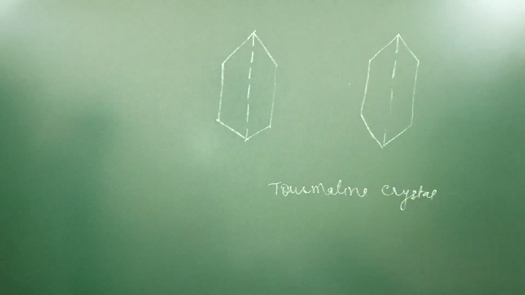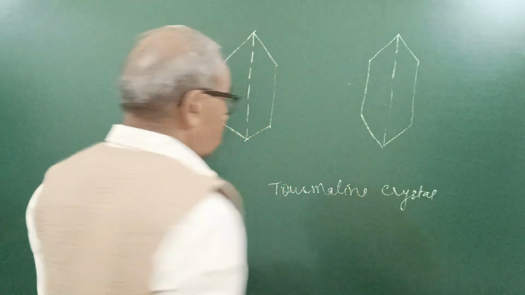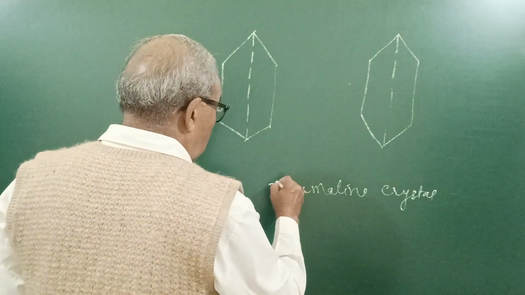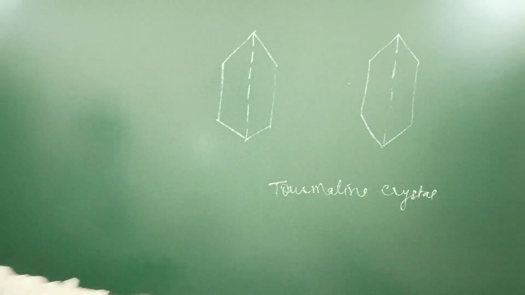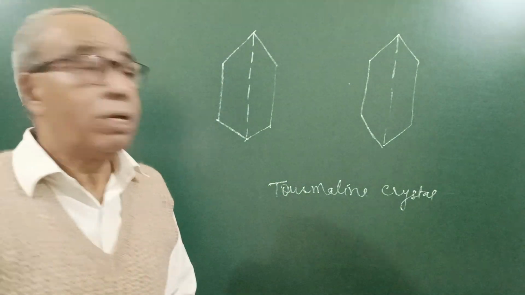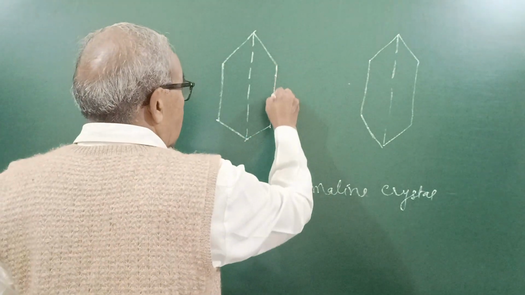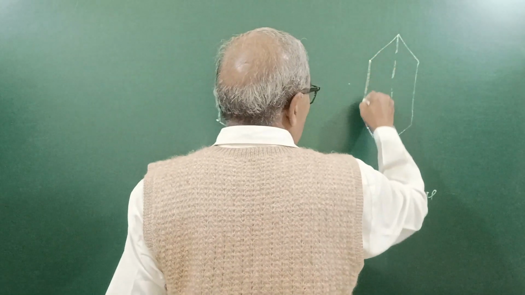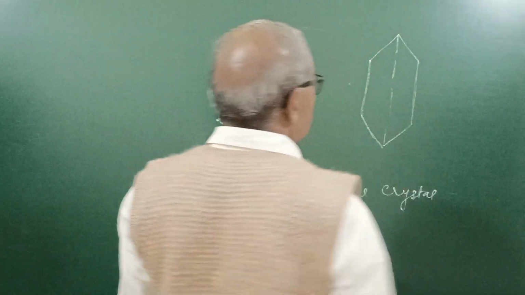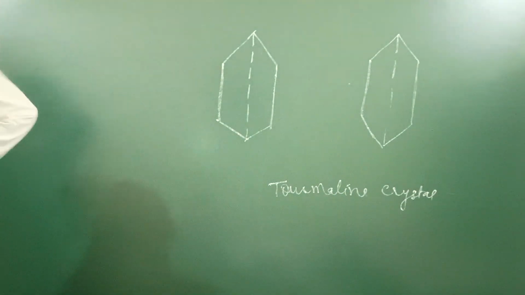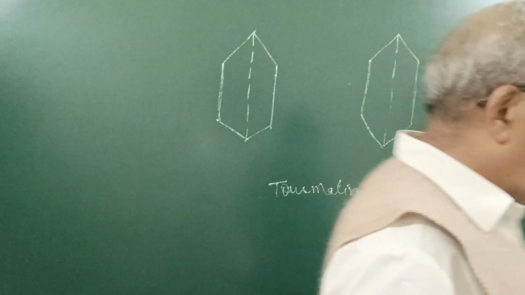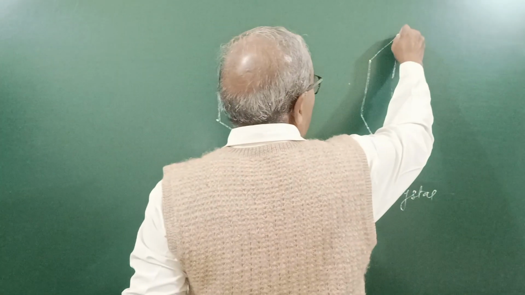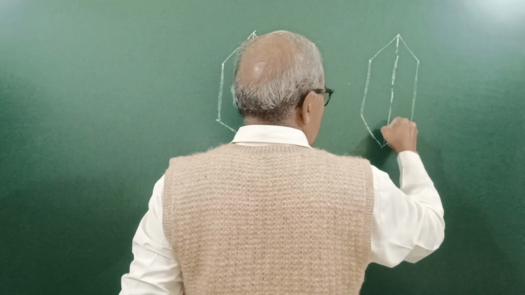Tourmaline crystals are made of long-chain carbon compounds. Because they have a large number of carbon atoms, they form a transparent solid. These are two tourmaline crystals.